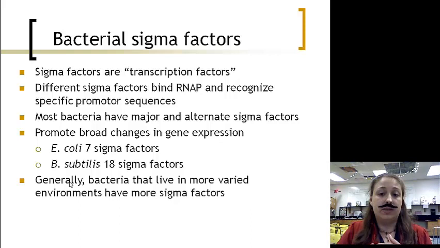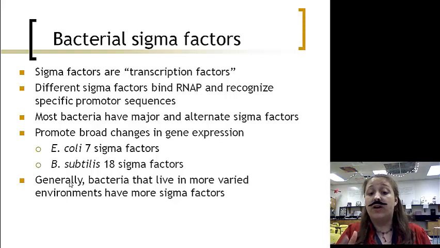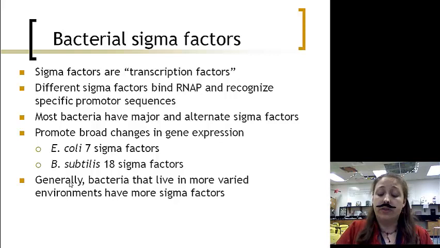Most bacteria have major and alternative sigma factors. For example, E. coli has 7 sigma factors, and B. subtilis has 18 sigma factors. If you think about that, which one has more control over which gene? The sigma factor, the 18 sigma factors in the B. subtilis, because they have more sigma factors that can specify which promoter to go on. Generally, bacteria that live in a more varied environment must have more sigma factors because they must compensate for what's going on in their environment.